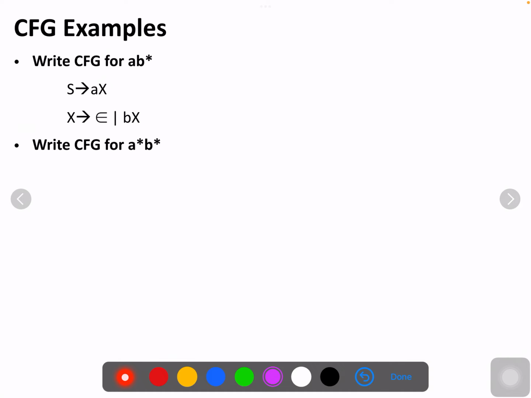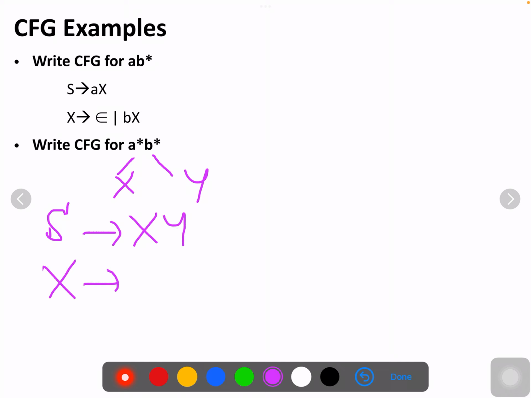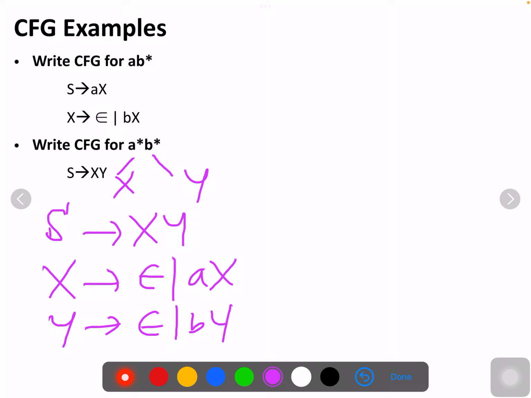Right. Then what is this exactly? I'll take this X and Y. Then S gives XY. What is X here? X is a star. You know already how to write a star, aX. Then what is Y? You know already how to write b star, epsilon, bY. Look at this. These are the grammars for these regular expressions.